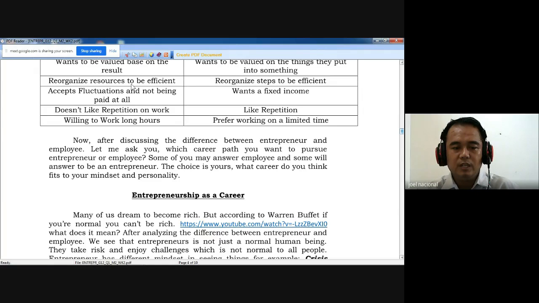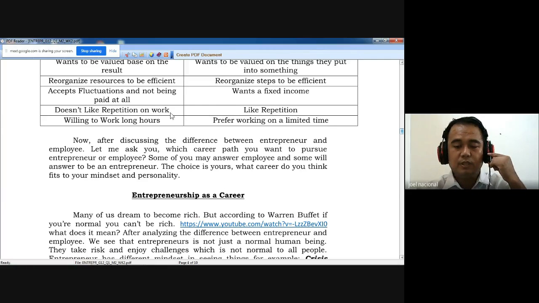Entrepreneurs reorganize resources to be efficient. Employees reorganize steps to be efficient. Entrepreneurs accept fluctuations and not being paid at all, but employees want to have a fixed income. Entrepreneurs don't like repetition of work.